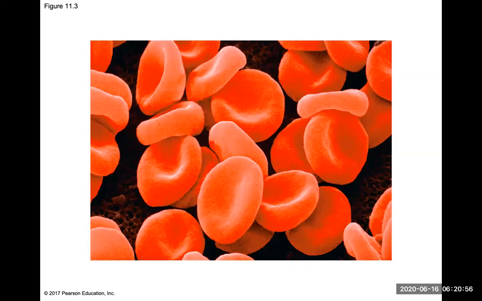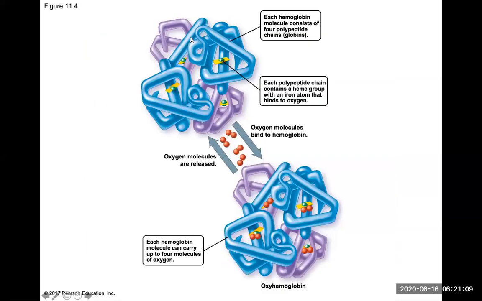So here's a look at red blood cells, erythrocytes. They're biconcave, no nucleus, designed that way specifically for carrying as much oxygen as possible. Here's a structure of hemoglobin with the 4 subunits, and in the middle, each polypeptide chain contains a heme group with an iron that will attach to oxygen.